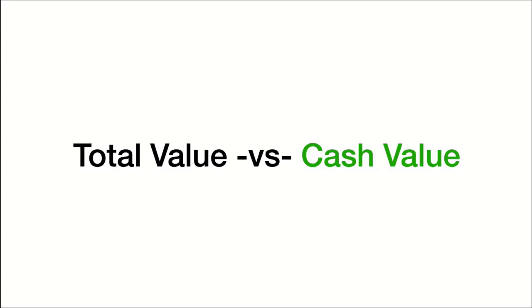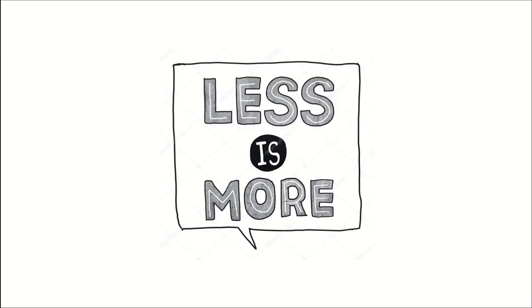So whatever the thing, just remember that the total number you see on the statement is always going to be higher than the actual cash value you would get if you sold it. And that is the number, the cash value number, the net number that you want to put on the financial aid forms. So the takeaway from step number 1 is that less is more.